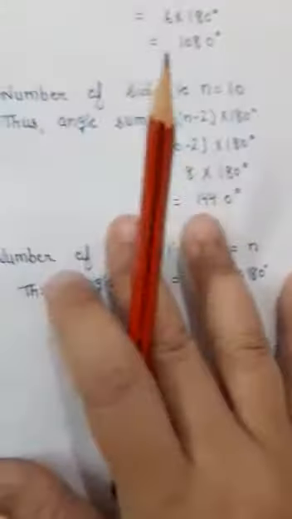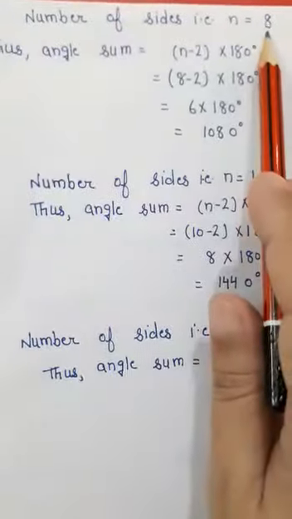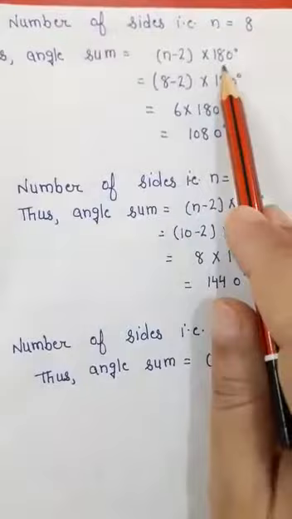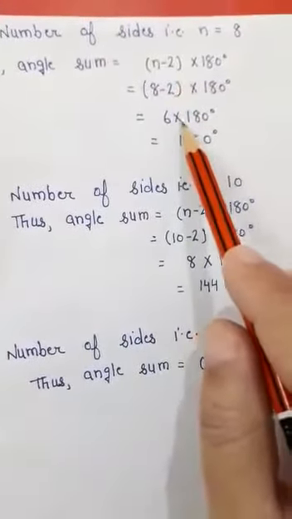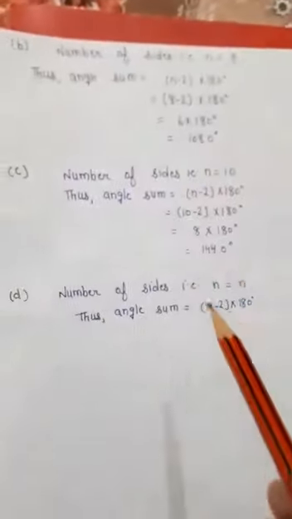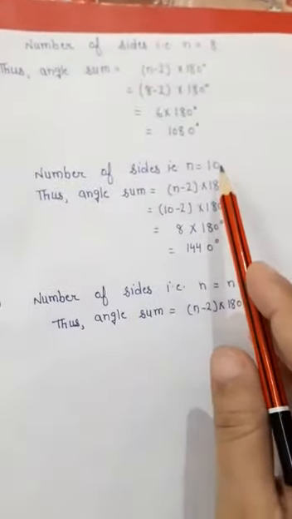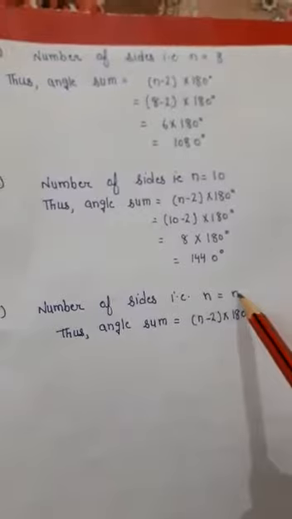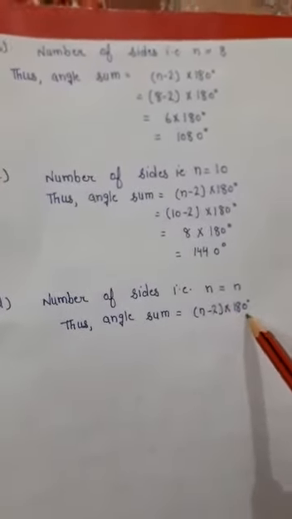In the similar way, you are given the number of sides as 8. The angle sum will be 8 minus 2 multiply 180. 8 minus 2 will be 6, 6 multiply 180. In the third part, you are given the number of sides as 10, 10 minus 2 multiply 180 degrees, and if the number of sides is n, then (n minus 2) multiply 180 degrees.